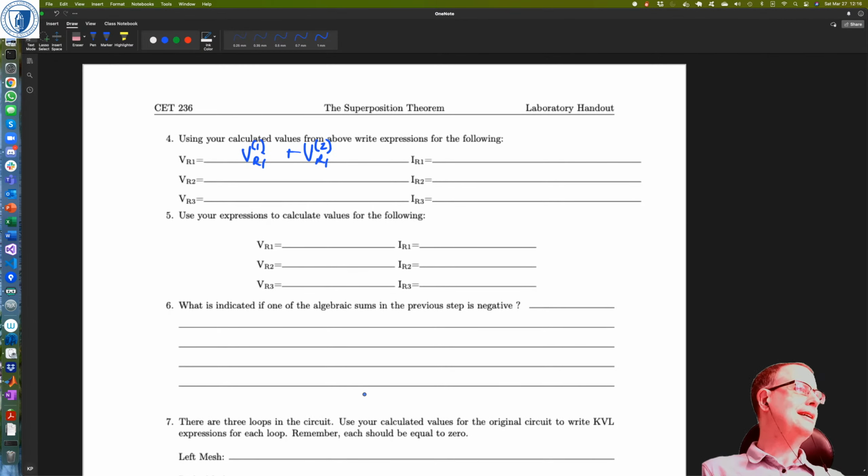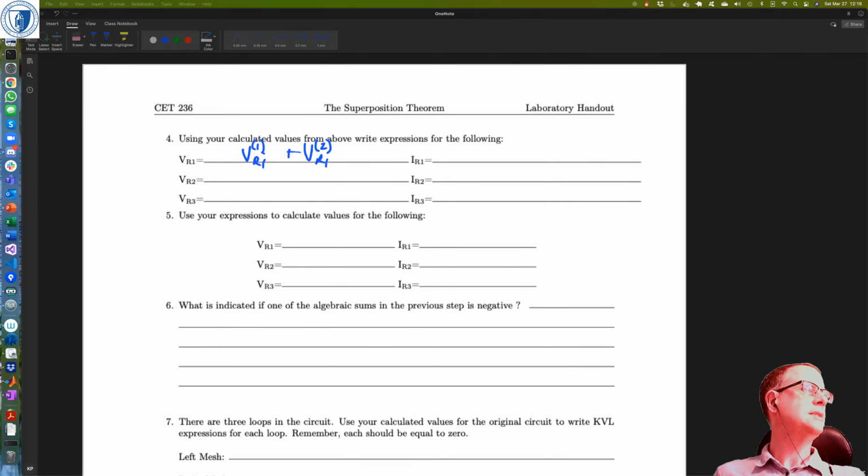Anybody got an answer for question 6? Let me see if I can bingo somebody. I've already spoken to Jacob. Let's try someone else. Sorry, Jacob. Joel, any thoughts about an answer to question 6? What is indicated if one of the algebraic sums in the previous step is negative? My screen is loading right now because it crashed a second ago. That's okay.